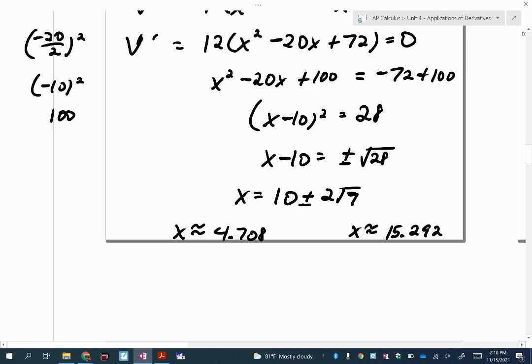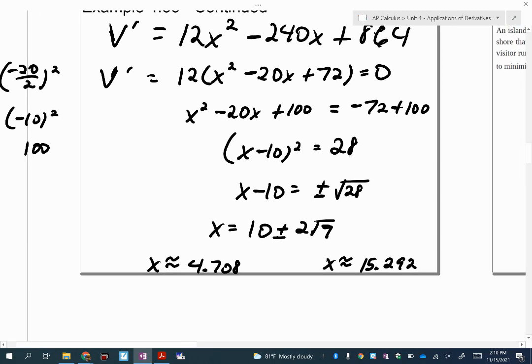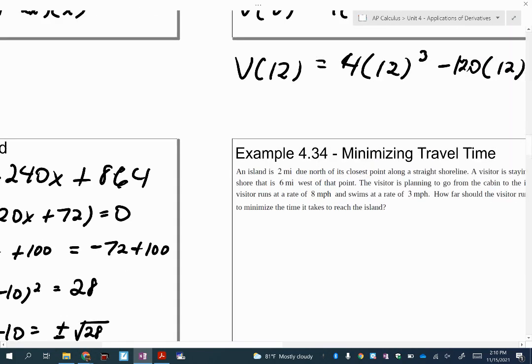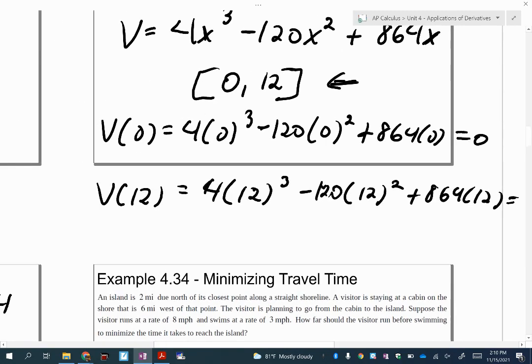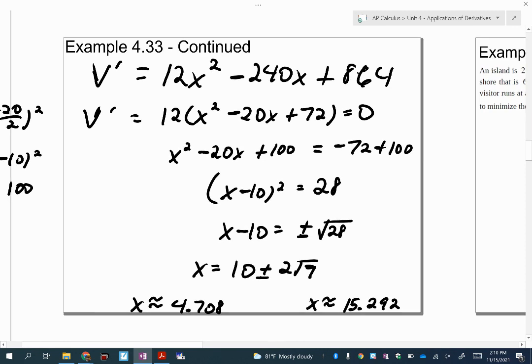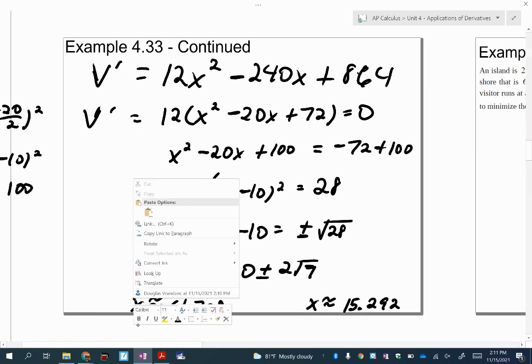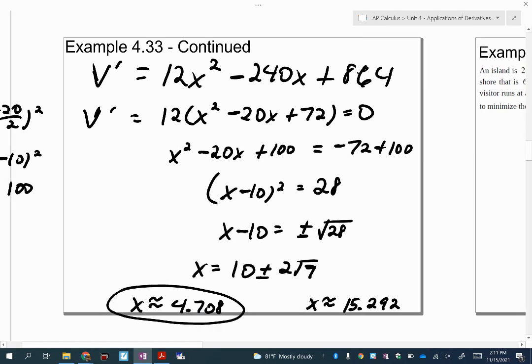Now, you'll notice before I did this that I said I wanted to look on the interval between 0 and 12. Where did I put that? Right here, right? Between values for x between 0 and 12. When you look at these two critical values, only this one is between 0 and 12. So I actually am not going to be evaluating this volume at the 15 point something one.